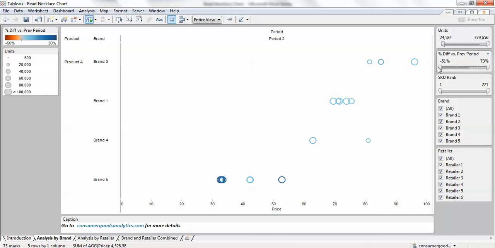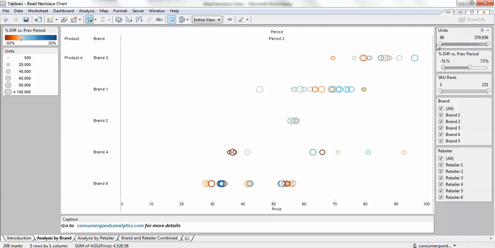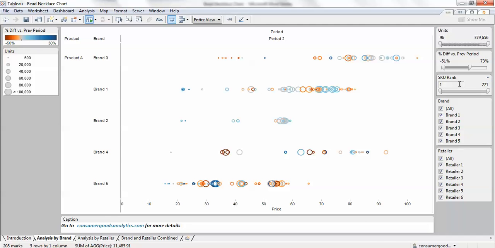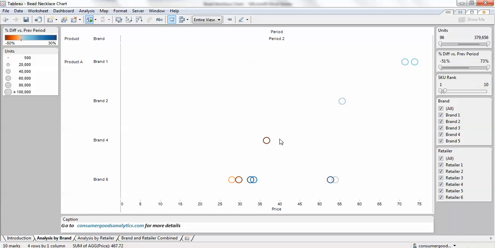Another way to interact with the dashboard is looking at the SKU rank. So if we only want to see the top 10 selling SKUs, then I just click the top 10 and it just shows us the top 10 selling SKUs in the industry, and we can see the ones that are growing are the blue ones, the ones that are not doing as well are the red ones.